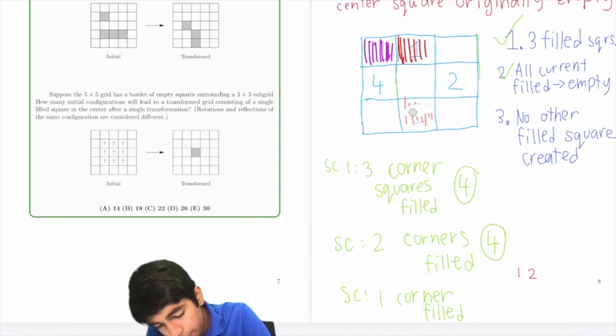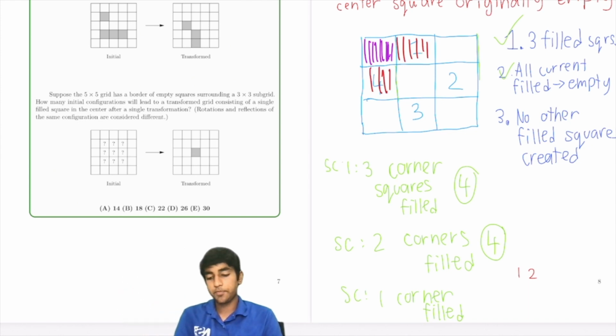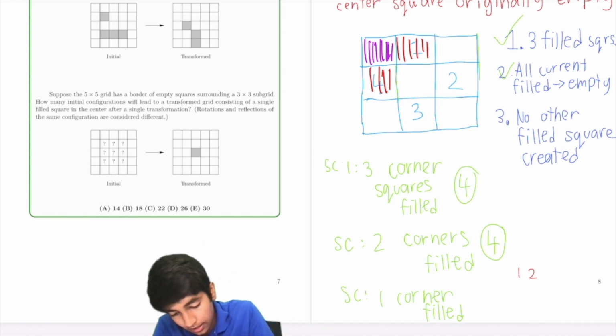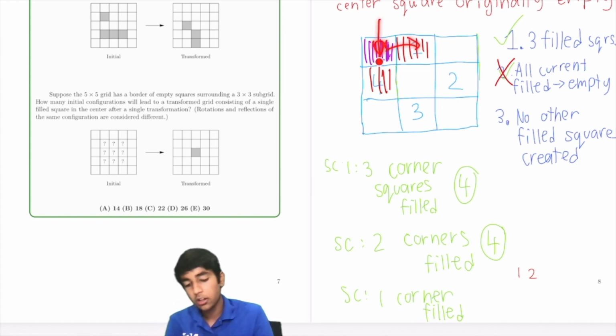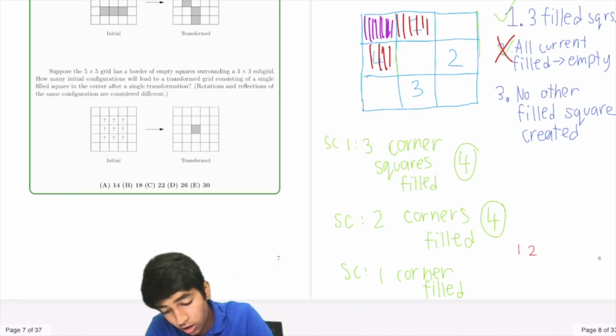What about 1 and 4? So if 1 and 4 are filled, then is condition 2 satisfied? Condition 2 is not satisfied immediately because this filled square has 2 neighbors. Because that filled square has 2 neighbors, it's going to stay filled, which is not what we want. So that also doesn't work.